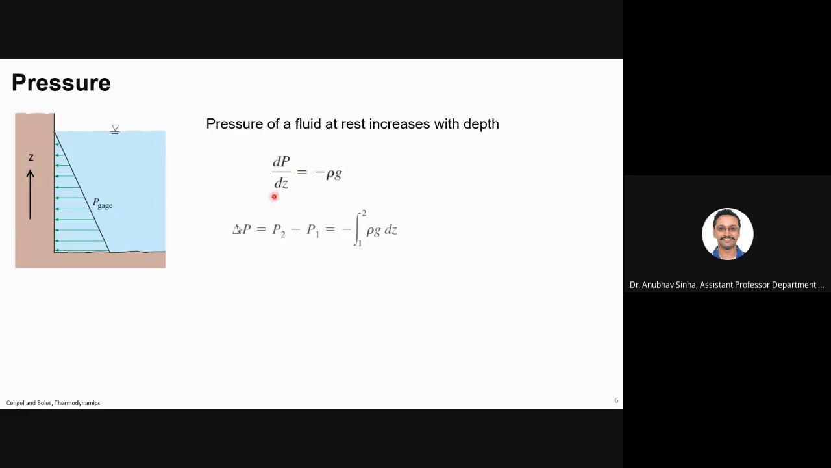Now, if I want to find the pressure difference between 2 points, let us say these are my 2 points, point 1 and point 2, I want to find what is the delta P between these 2 points. What I will do is integrate this factor. I will just take dz to this side, so we'll have rho g into dz. I will integrate it between point 1 and point 2. That will give me delta P, the pressure difference between point 1 and point 2.